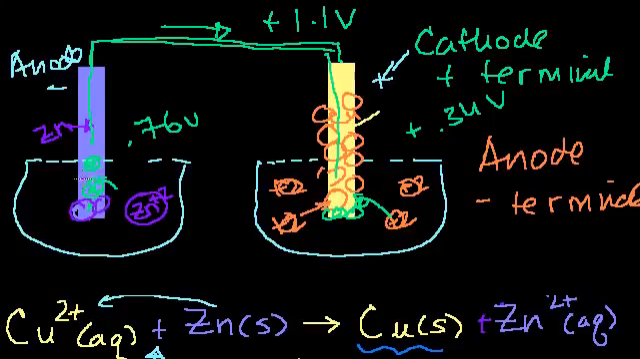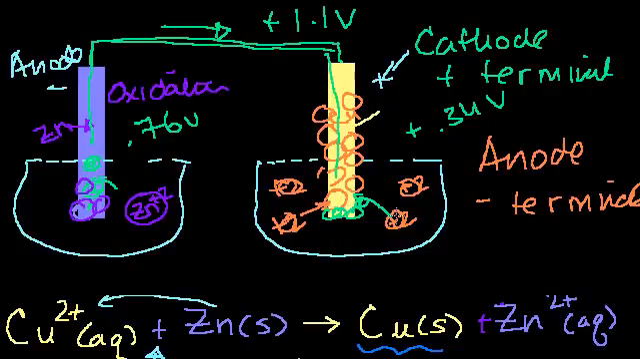We have solid zinc jumping in, and it's neutral, and it jumps into the solution, and it leaves 2 electrons behind. So it's losing electrons. When you lose electrons, you're being oxidized. So this is where the oxidation is occurring.